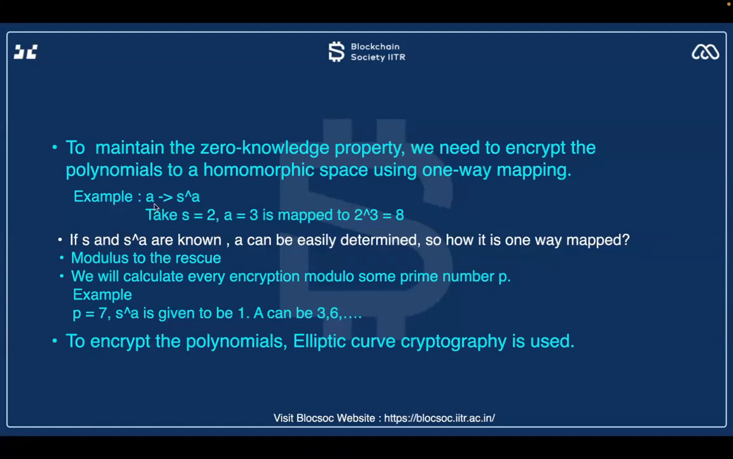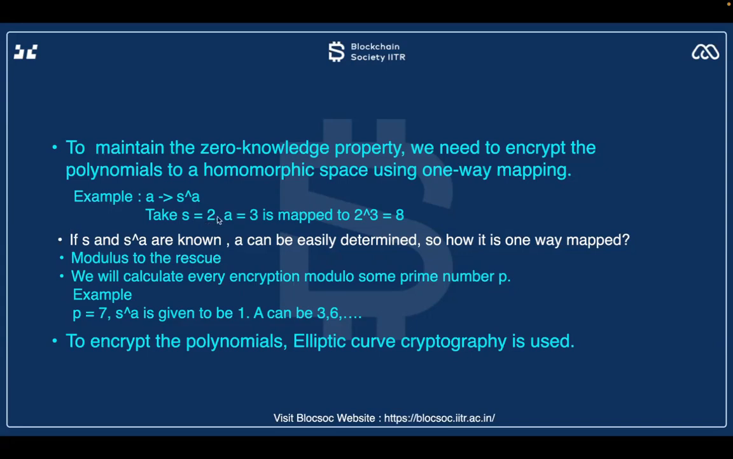So in this example, the plus operator will be matched to the multiplication. And using one way mapping, if we have the encrypted number, we can't tell what was the number it was generated from. That's the meaning of one way. So like this, let's come to the example.